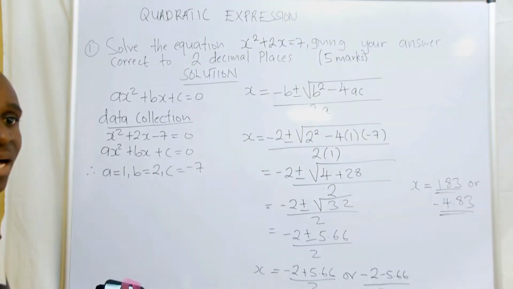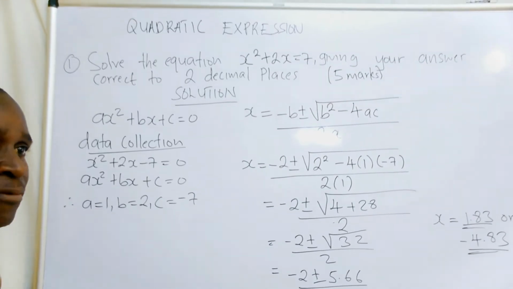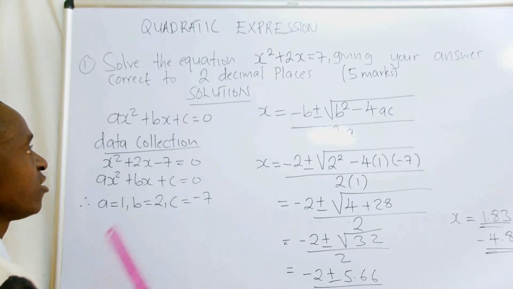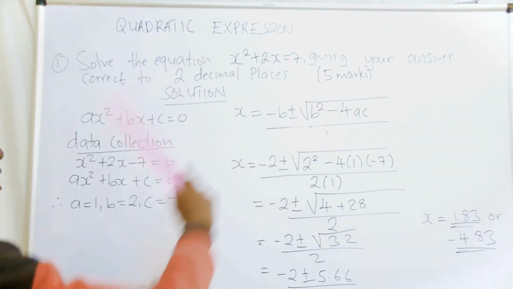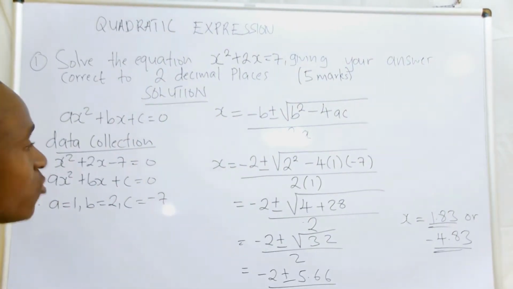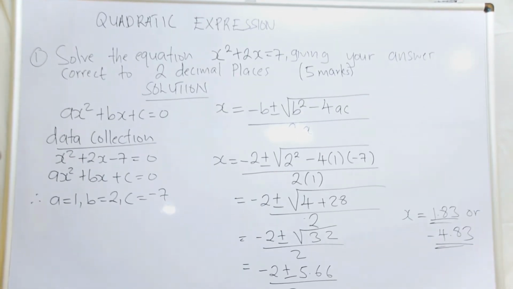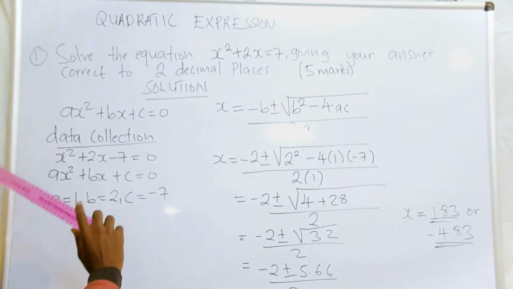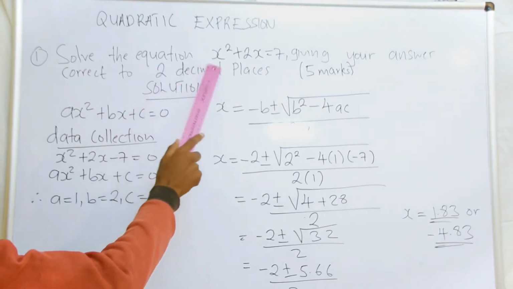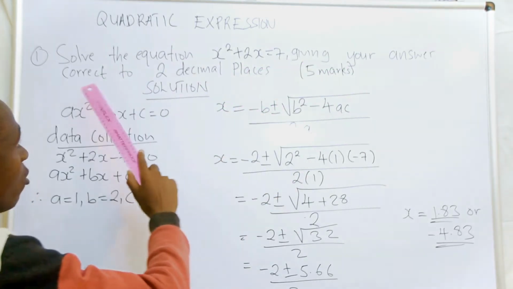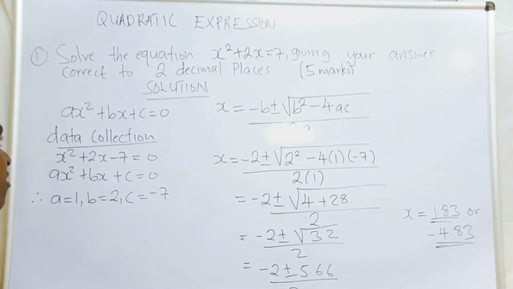So I have a question that is coming from mathematics paper 2, the examinations under quadratic expressions. These questions usually carry 5 marks. The examiner here was requiring us to find the value of x under what is called the quadratic expression. The question goes as follows: solve the equation x squared plus 2x is equal to 7, giving your answer correct to 2 decimal places. So that was a requirement from the examiner. Now, let's get to the solution.